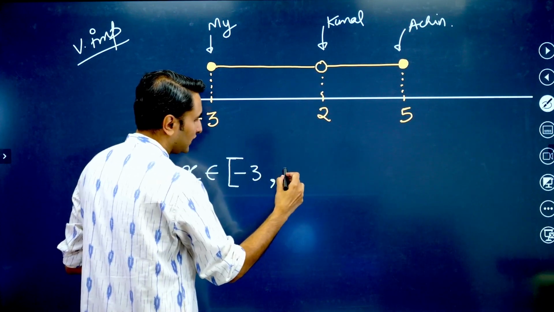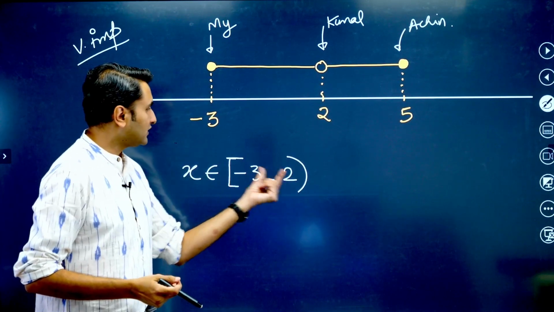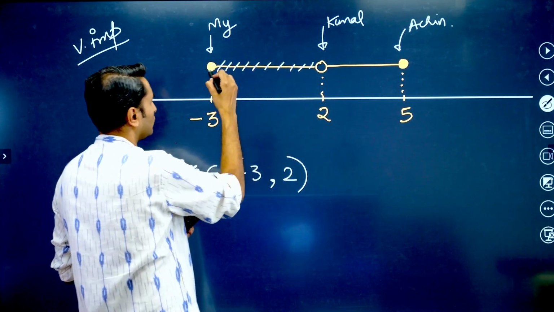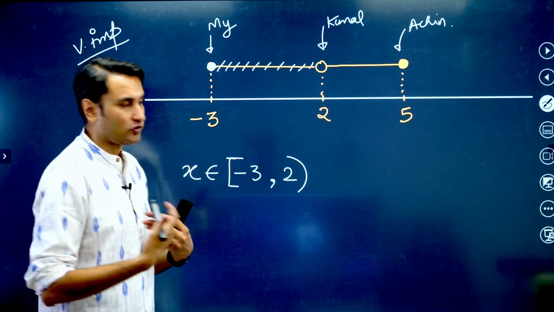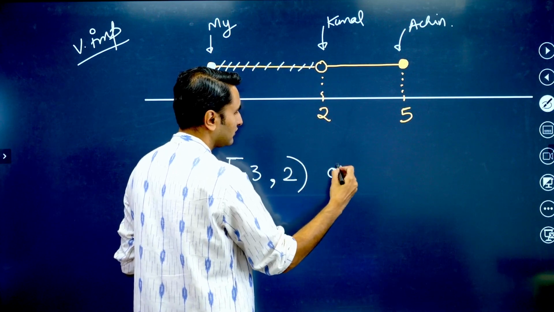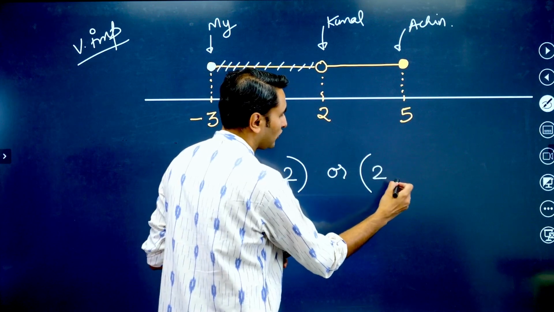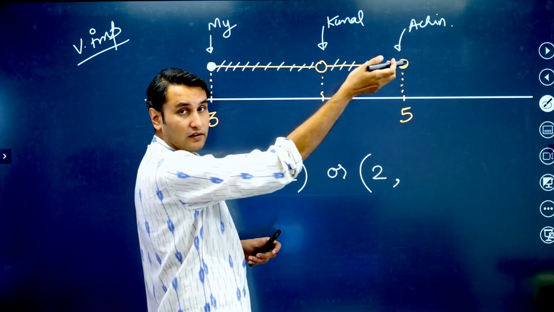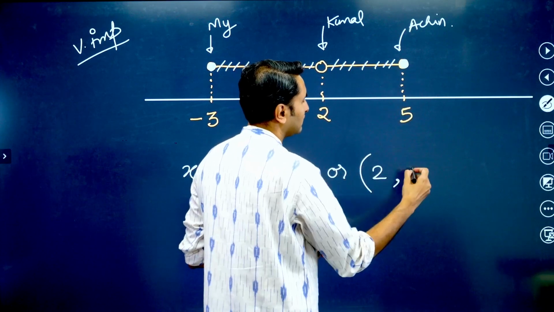I went to Achin's house, but I didn't enter his house. So minus 3 say 2, I didn't enter. So I covered this portion, minus 3 say 2. Right? I rang the bell. Achin came outside. Or either this portion or, can I use or? When Achin came outside, we again started walking and we went to Kunal's house. We entered Kunal's house and went inside.